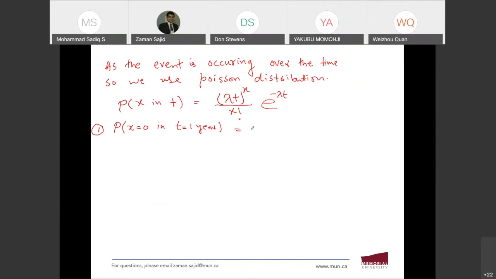So I know the lambda, which is 2 times. I'm interested for t1. So the t value here is 1. My x value is 0. I'm concerned with the no tornadoes at the moment. So my (lambda t) power 0 over 0 factorial, which is x factorial, multiplied by e power minus lambda, which is 2 times t. So when you solve it, you will get your answer as 0.1315. Okay. For your information, 0 factorial is 1.